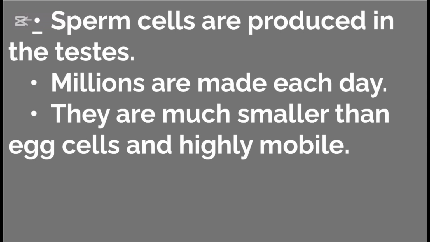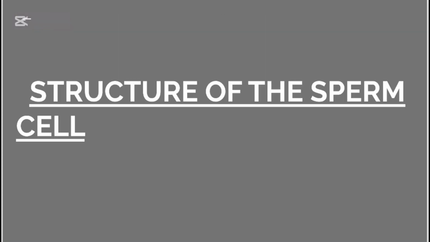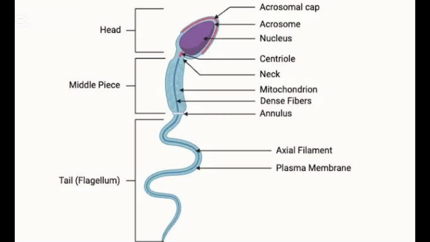Let's talk about the structure of the sperm cell and how it looks. As you can see, this is the structure of the sperm cell. You can see the head, the middle piece, and the tail, divided into three distinct parts.